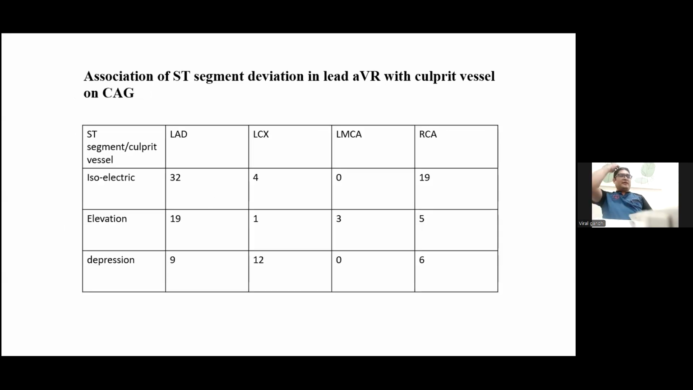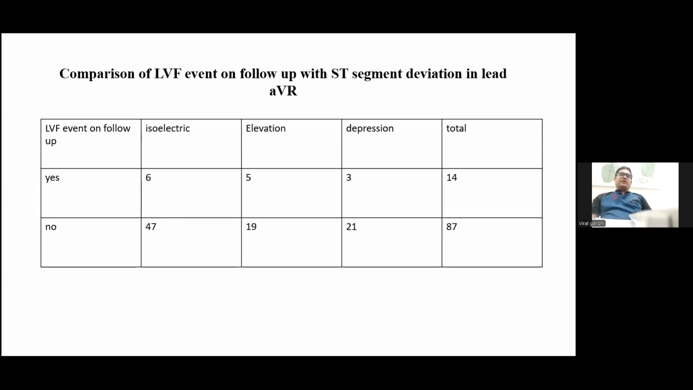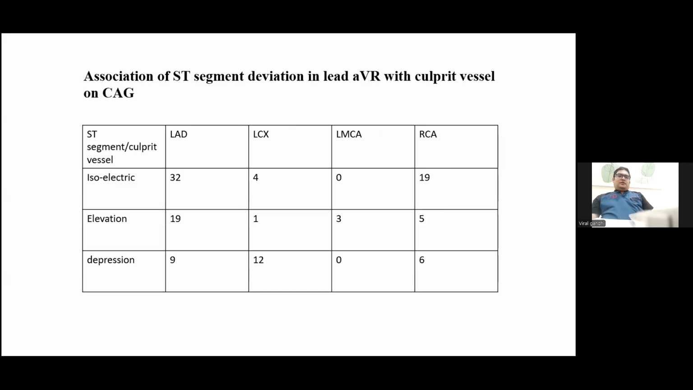Next, we compared the ECG with the coronary angiogram. Out of 55 patients with an isoelectric ST segment, and 19 patients of ST segment elevation had an LAD occlusion out of 28 patients, while ST segment depressed patients had more of an LCX occlusion.